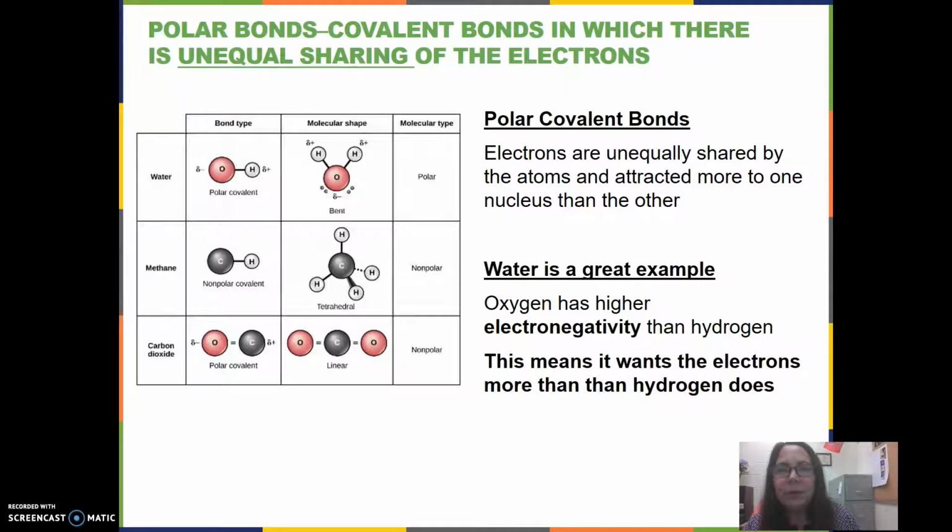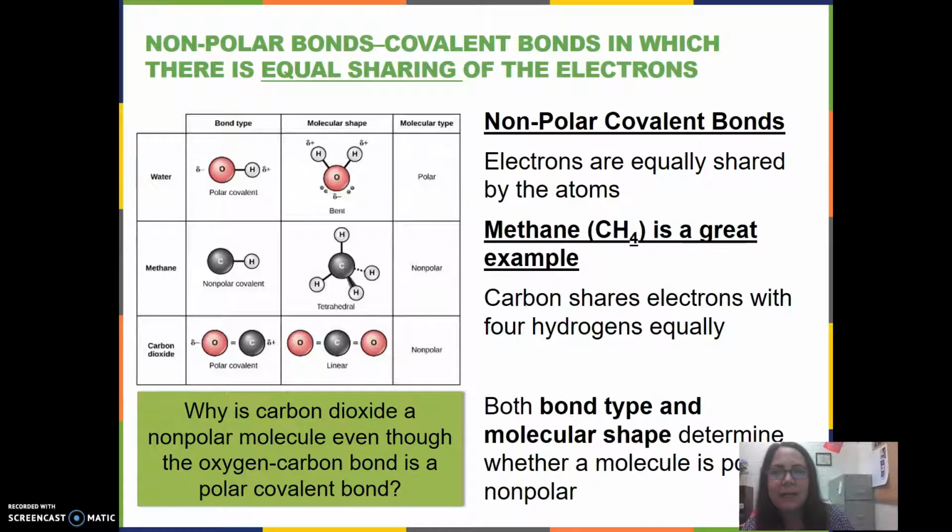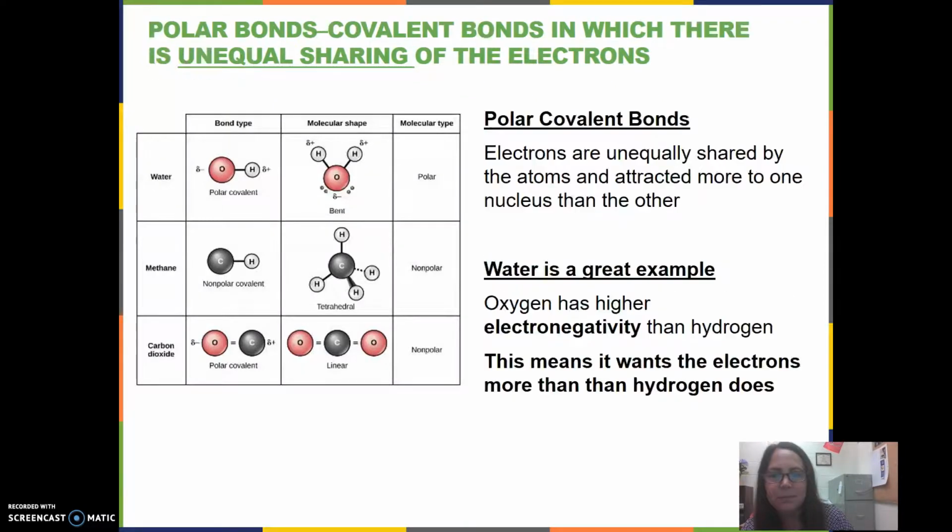A review of covalent bonds. We also need to talk about how the electrons are shared. If electrons are shared equally, we call them nonpolar. When electrons are shared equally, they are nonpolar covalent bonds. But when they are shared unequally, in other words, one of the atoms has a stronger pull on the electrons than the other, then we call them polar bonds. So polar covalent bonds, like in a water molecule, are covalent bonds in which there is unequal sharing of the electrons.